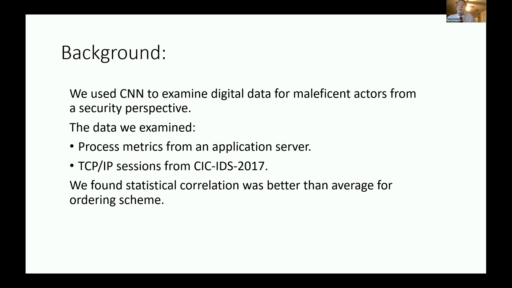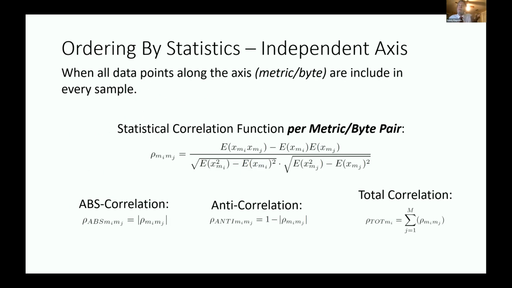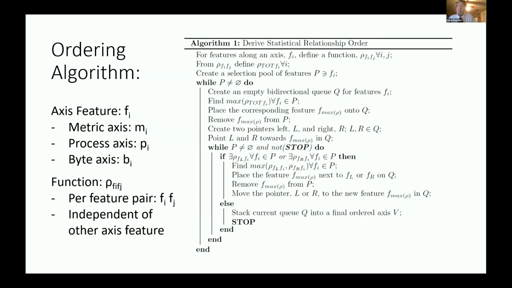We also took a look at TCP/IP sessions from the CICIDS dataset using the same process. And we found that statistical correlation was better than the average ordering scheme. Just to give you an idea, this is basically statistical correlation. And what we did was we developed a process to use this function to order our grid.